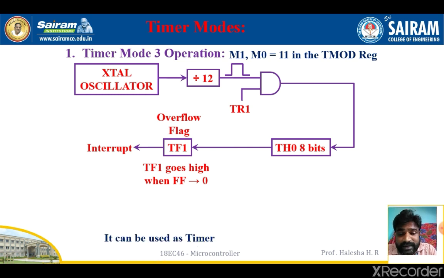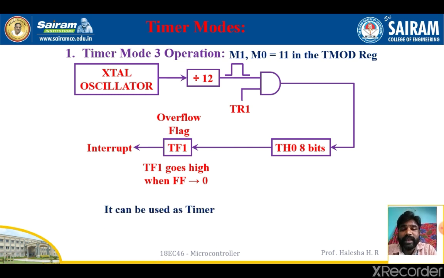So this can be used as only a timer. The previous one, TL0 in mode 3, can be used as a timer or counter, but TH0 in mode 3 can be used as only a timer. So these are the different modes of operation of a timer.